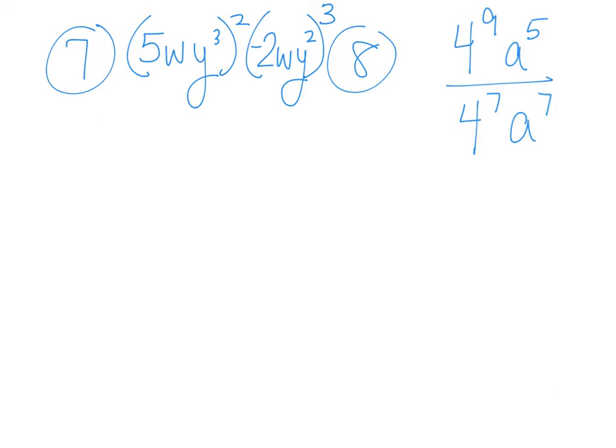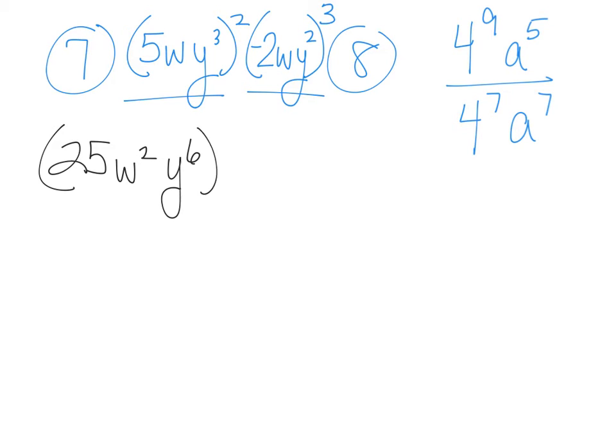Our last 2 problems, number 7 and 8, I want you to simplify. In this problem, number 7, we would first take everything squared and everything to the 3rd power. Well, if I took 5y to the 3rd squared, that would give me 25. I leave it in parentheses because I'm still multiplying. W squared, I take 1 times 2, that's how I get the 2. 3 times 2 is 6, so I get that. Multiply by negative 2 to the 3rd, which is negative 8. 1 times 3 would be w to the 3rd. 2 times 3 would be y to the 6th.